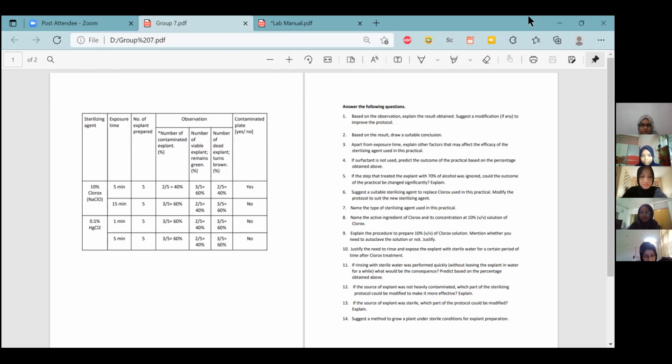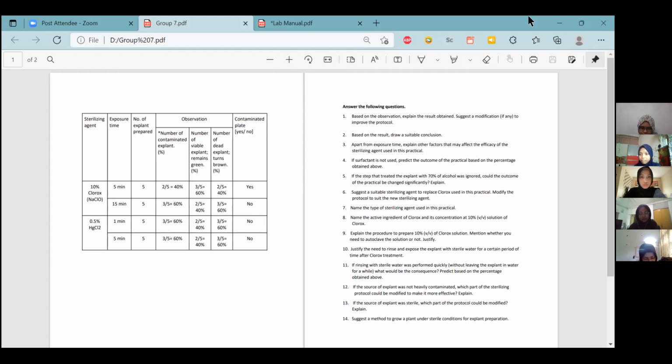So for the second question, based on the result, draw a suitable conclusion. So actually for this experiment, there are maybe two things that we could give more attention to, which are the concentration and the exposure time.